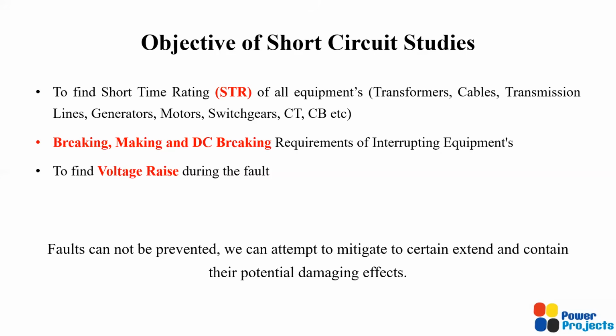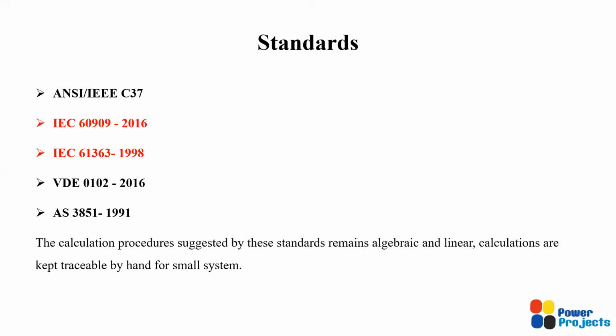Why do we need all this? Because faults cannot be prevented in real time. So at best, what we can do is attempt to mitigate to a certain extent and contain the potential hazards or damages because of this short circuit. As the name says, short time rating means this is only for a very short time. So the protection equipment has to isolate the fault well within this time.